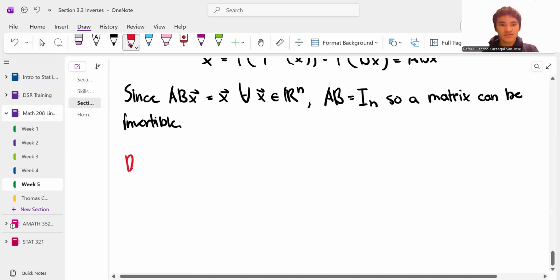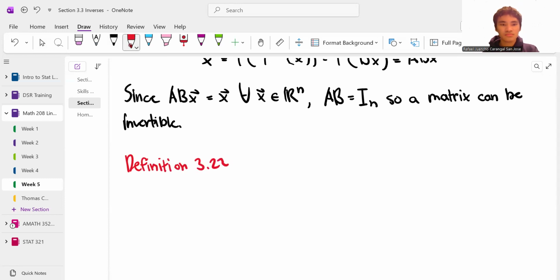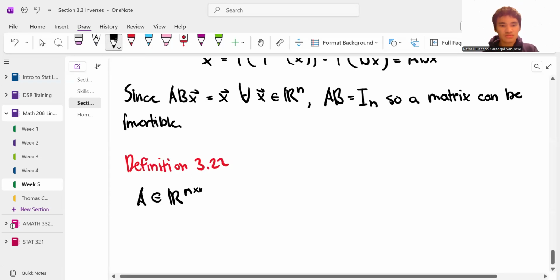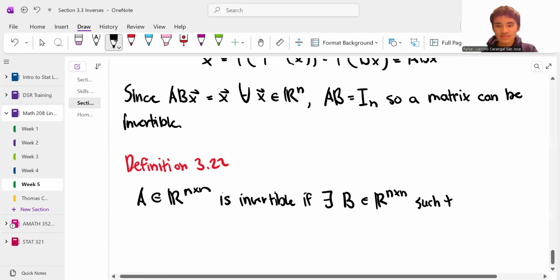All right, let's do another definition here. So we say that an n by n matrix A is invertible if there exists a matrix B that's also n by n. So they're both square matrices such that the product AB is just the identity I sub n.